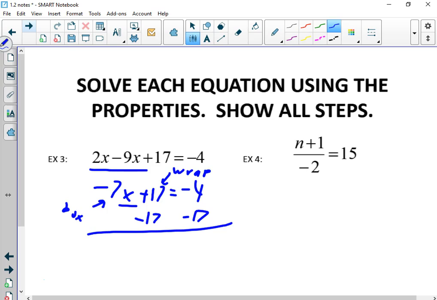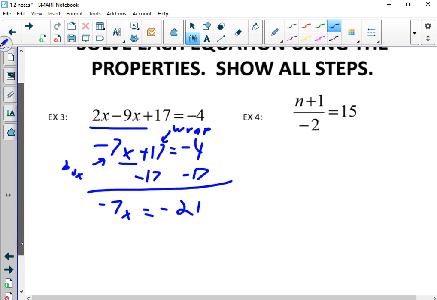Subtract 17. What that leaves you is negative 7x equals, okay, negative 4 minus 17 is negative 21. Now, I found my variable. What do I divide by? Negative 7. Because remember, it's being multiplied by a negative 7, so we divide by a negative 7.